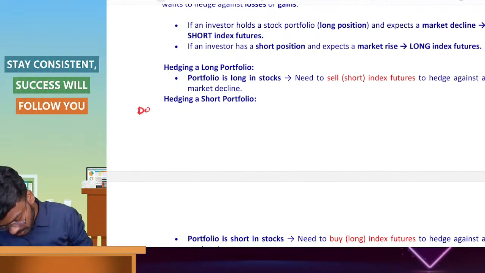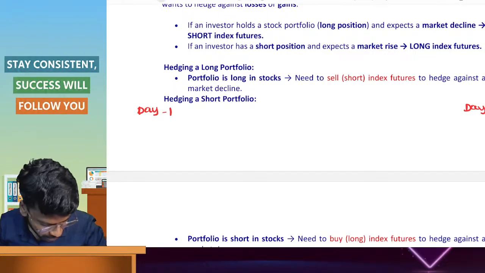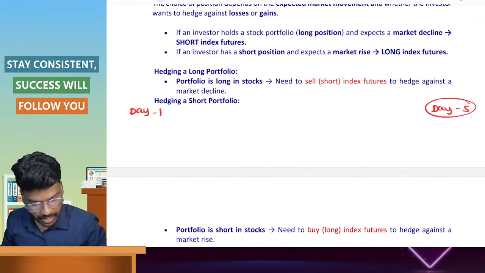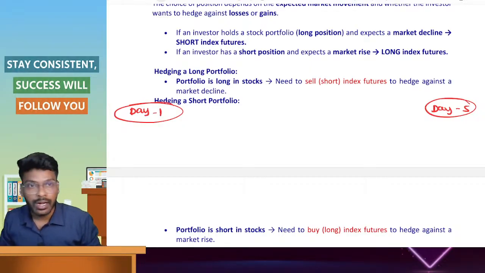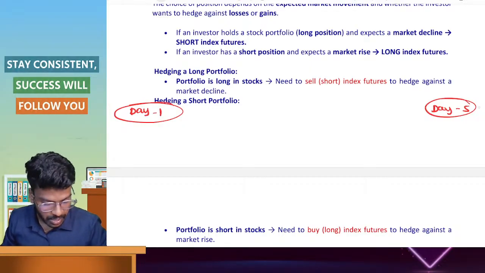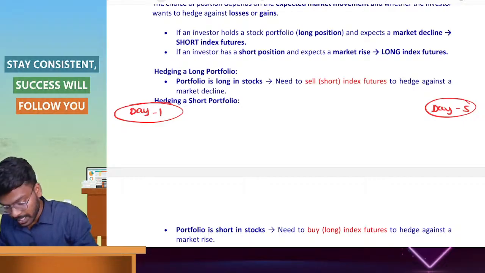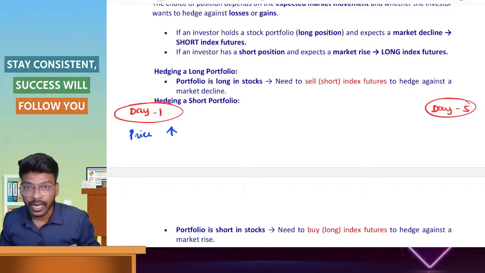On day one, day 5. My maturity period is day 5. My entry date is day 1, and I will take a position, with maturity on the 5th day. On the first day I have an expectation that price will increase, so I will go for a long position.